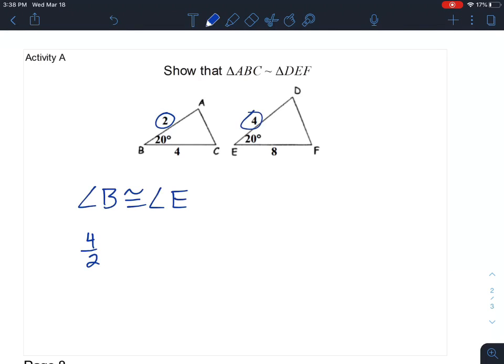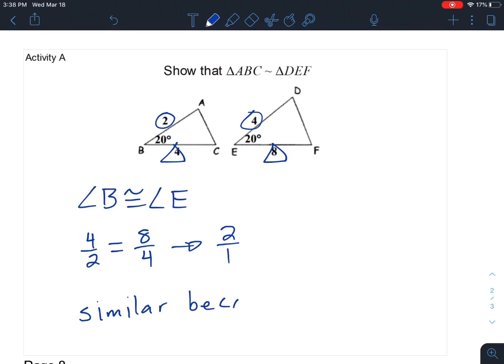Then we also have 4 and 2, those right there. And then the corresponding sides down here, 8 and 4. Both of those simplify to become 2 over 1. And hopefully you could see that these 2 triangles were similar because we've got an angle in between 2 sides. So therefore this would be side angle side.